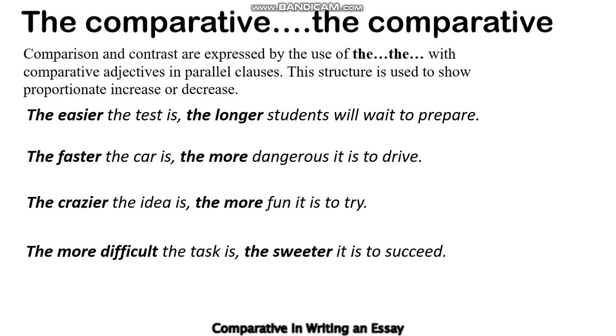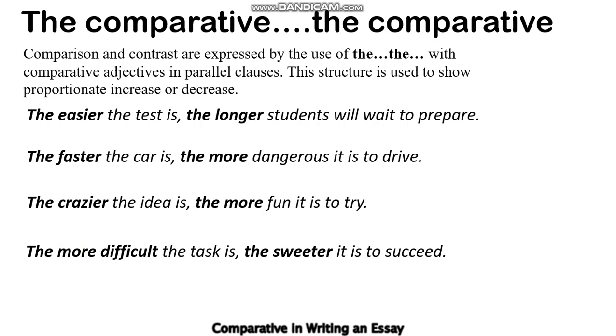We use this to show proportional increase or decrease. The easier, the longer. The faster, the more. The crazier, the more. The more difficult, the sweeter. What you need to know is only how to use comparatives and how to make comparatives. Don't forget to put the before the comparative, like this: the easier, the faster, the crazier, the more. And it is used to show proportionate increase or decrease.